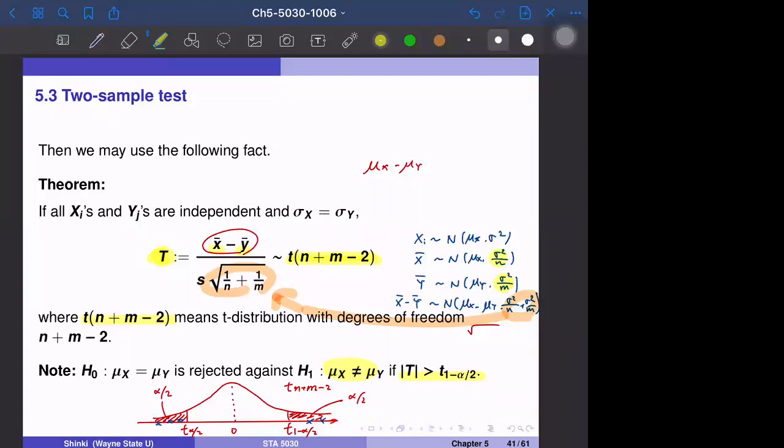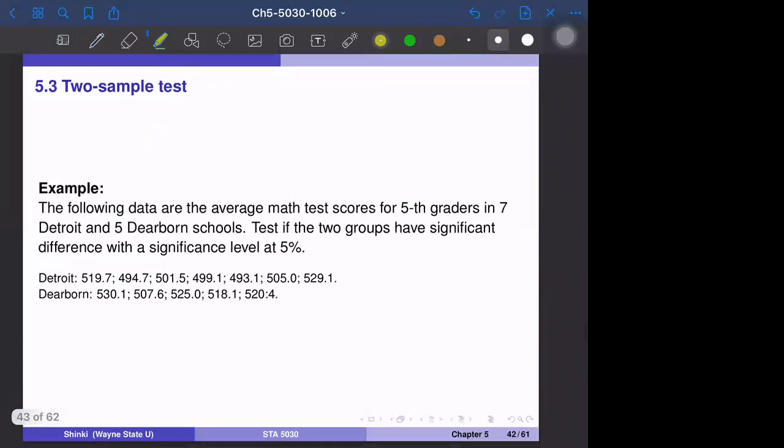So, an example. This is real data from the Department of Education website in Michigan. The following data are the average math test scores for 5th graders in 7 Detroit schools and 5 Dearborn schools. Test if the 2 groups have a significant difference at a significance level of 5%.